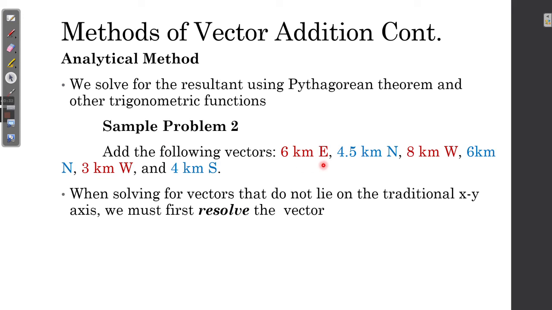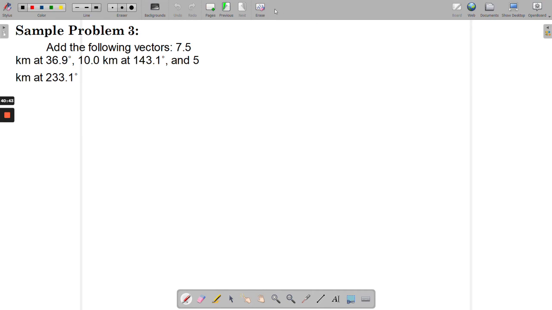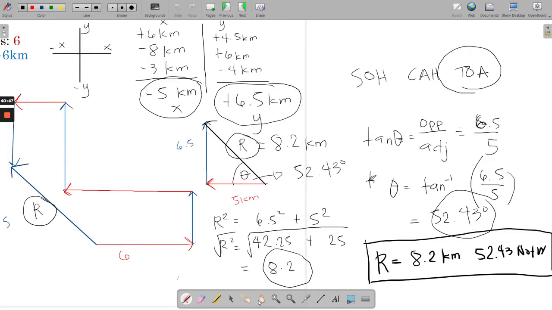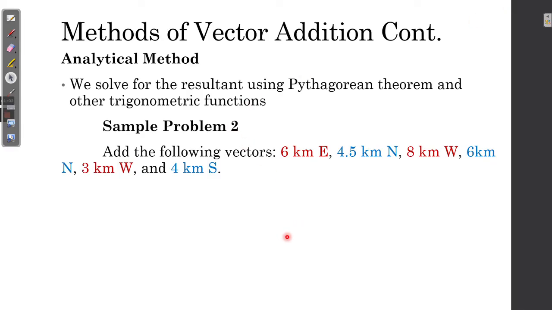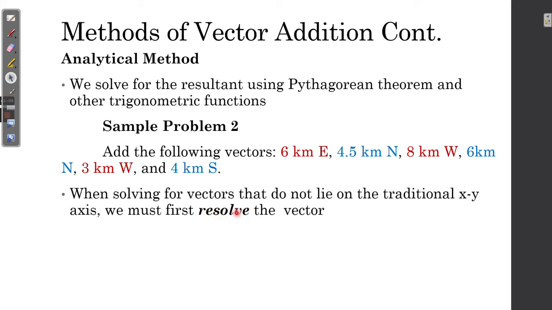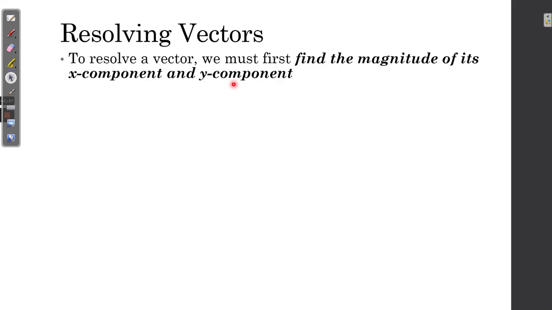Okay, so when solving for vectors that do not lie on the traditional x and y axis, we must first resolve the vector. So this is easy to solve. Okay, let's go back. So this is easier to solve because basically all your vectors lie in the traditional x and y axis. So what if they do not lie in the x and y axis? What you want to do is to resolve your vector. I'll show you later how to resolve the vectors. Resolving vectors requires that we must first find the vector's x and y components. So to resolve the vectors, first you must find the magnitude of its x component and y component. To find that, we use these equations right here.